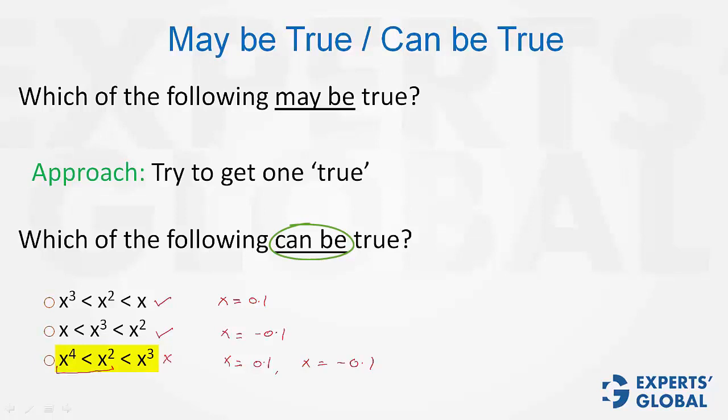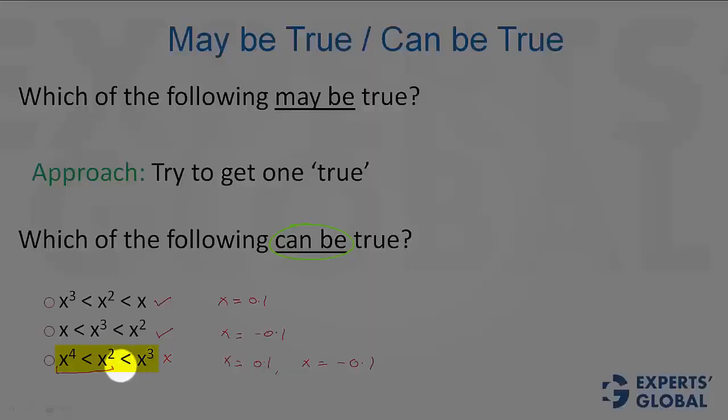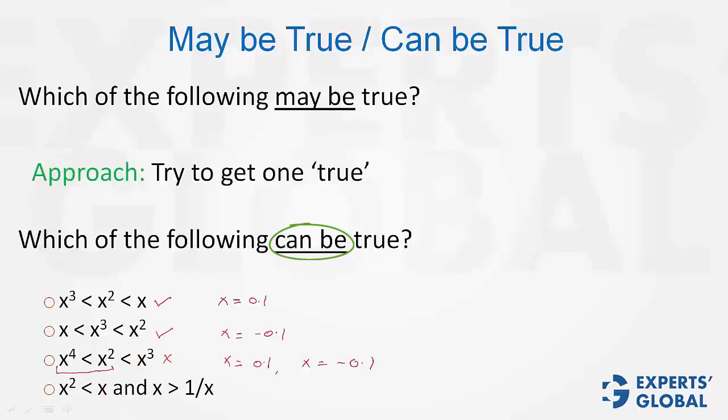Sometimes the question is on the lines of, which of the following cannot be true? So such cases where you fail to find even one case where this could be true would then be selected, because this is the one which cannot be true. Let's take one more case.